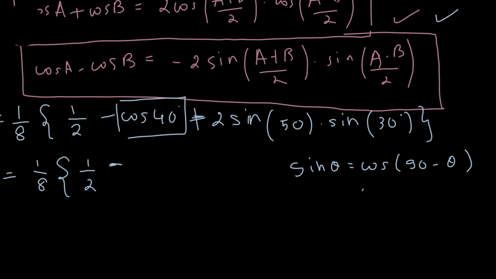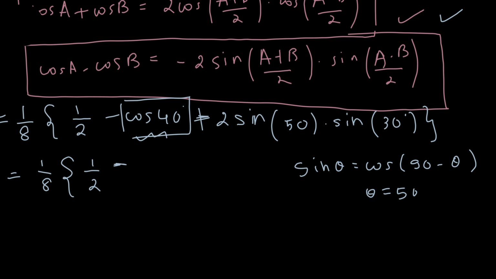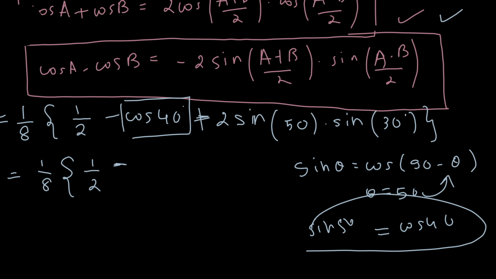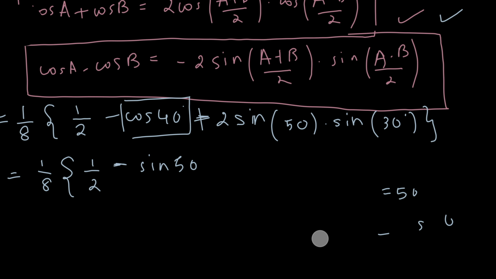So what I will do is I will replace theta as 50 degrees, because we need to convert cos of 40 degrees in terms of sine, and over here by replacing theta as 50, we can get cos 40, and on the other side we will get sine 50. So cos 40 can be replaced as sine 50, so sine 50 over there. Now rest of the things as it is, so let me remove this thing from here. So plus 2 times sine of 50 into sine of 30 degrees. Now recall the value of sine 30 degrees, that is going to be 1 upon 2.